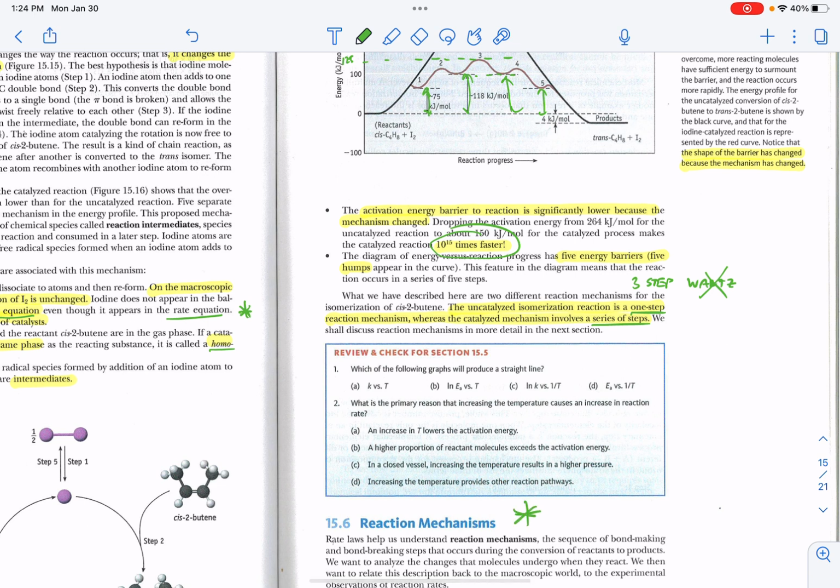All right, next screencast we'll talk about reaction mechanism.